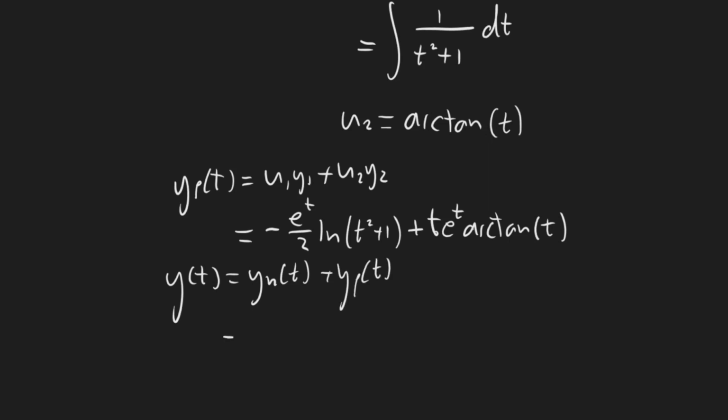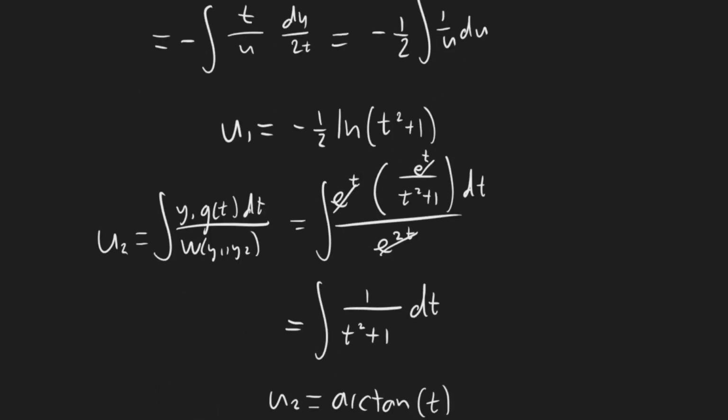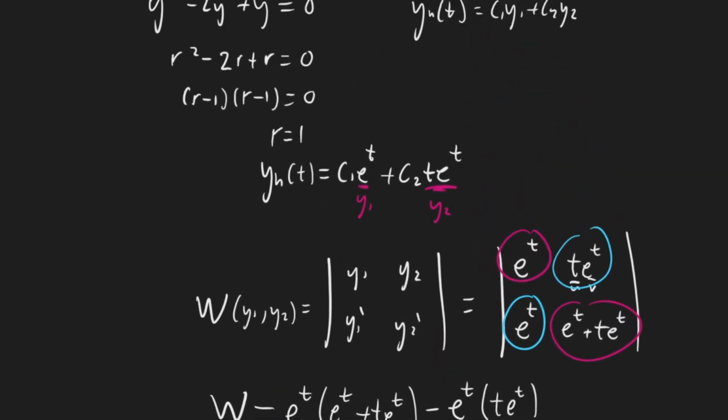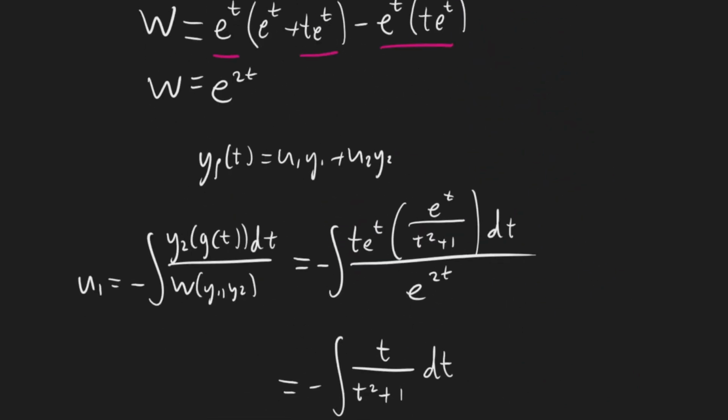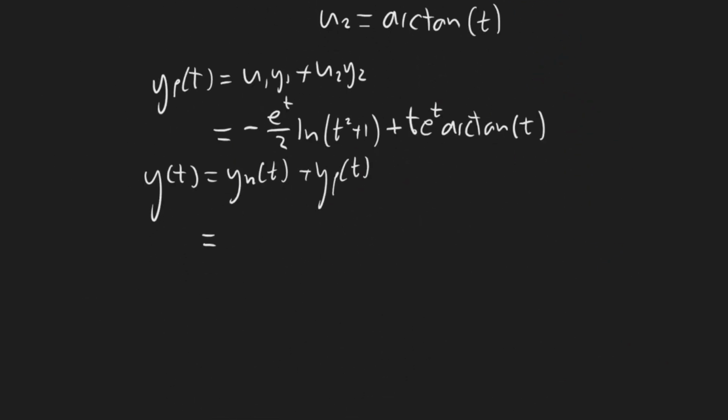Okay, so what was our homogeneous solution? Well, our homogeneous solution is all the way up here, and that is going to be c1 e to the t plus c2 t e to the t. Okay, c1 e to the t plus c2 t e to the t.